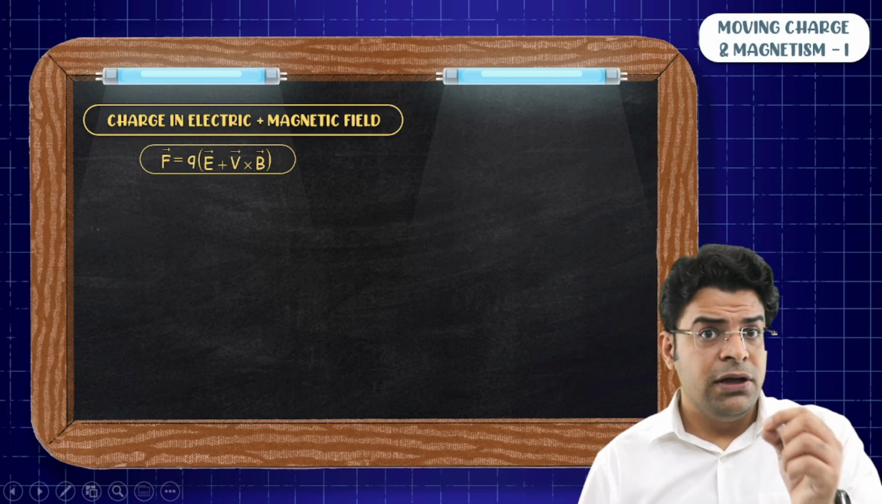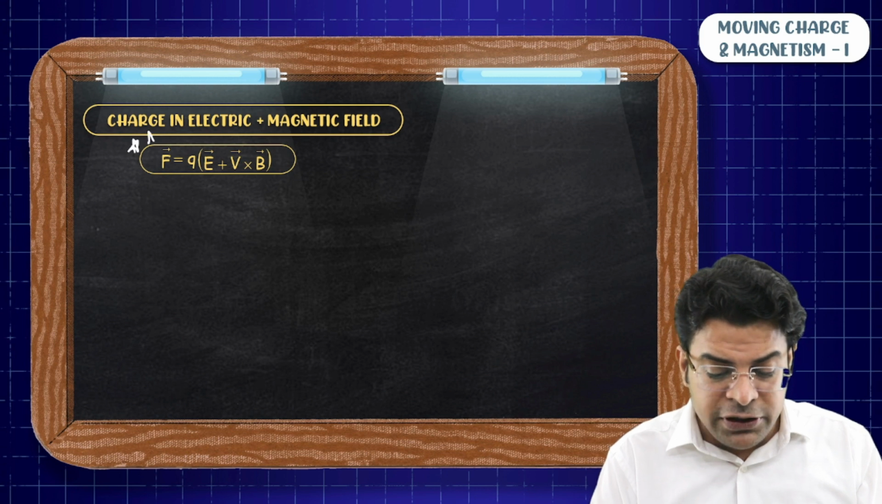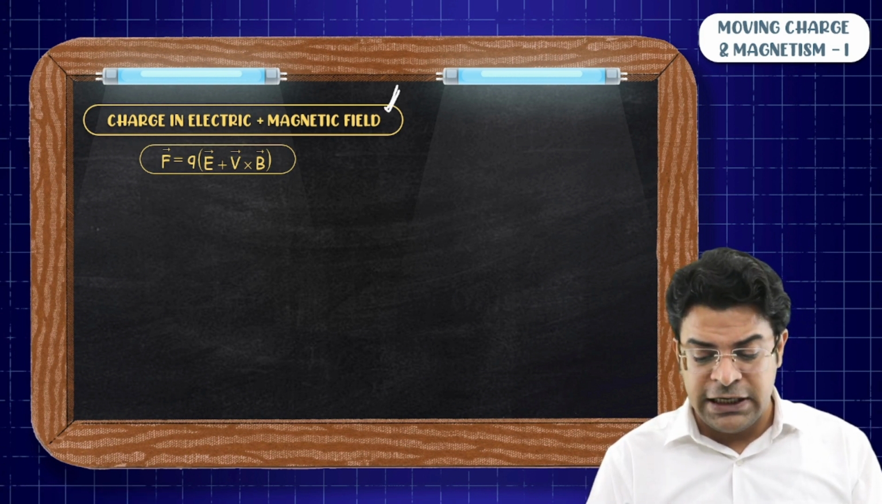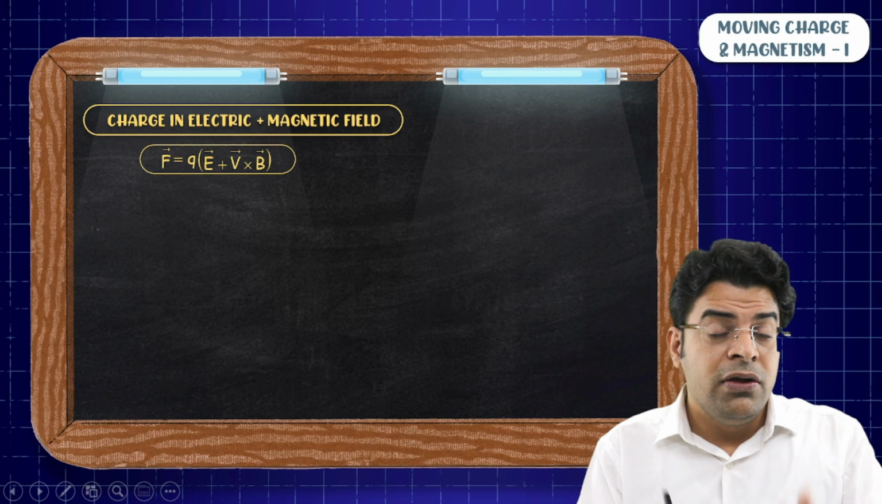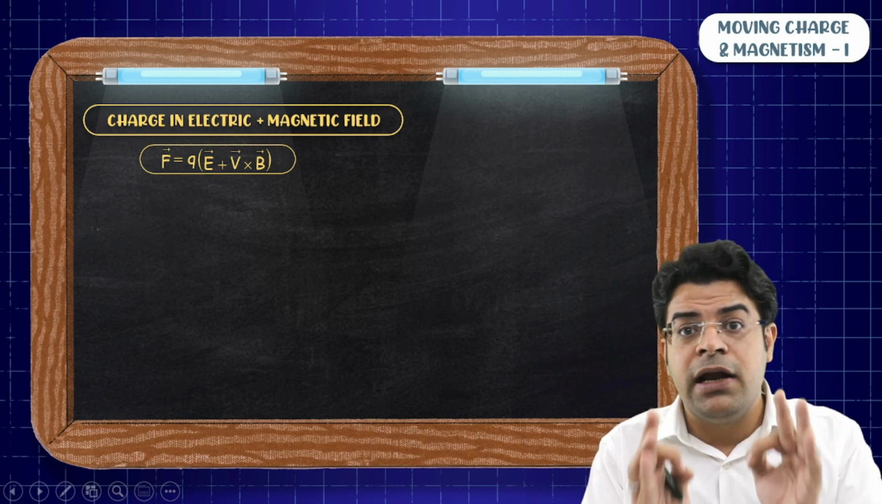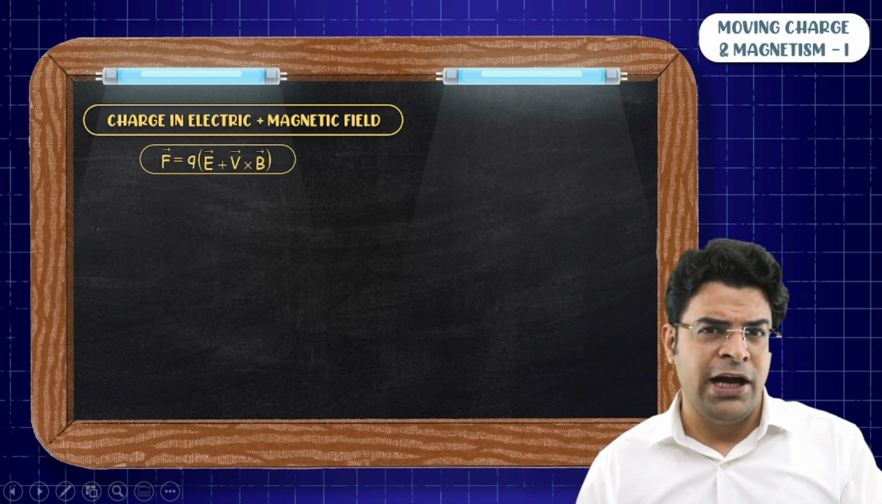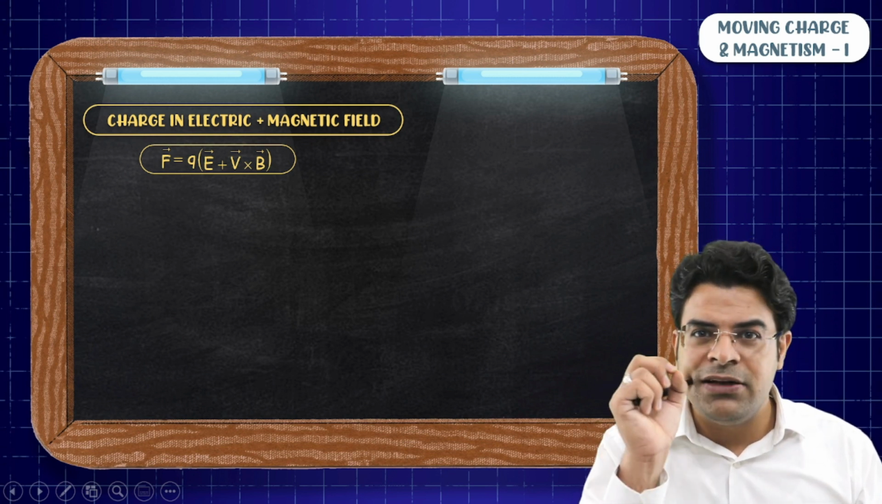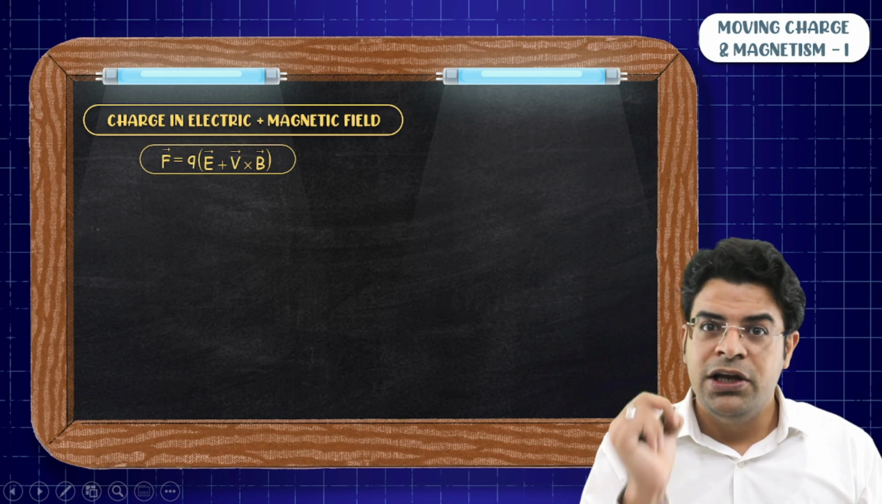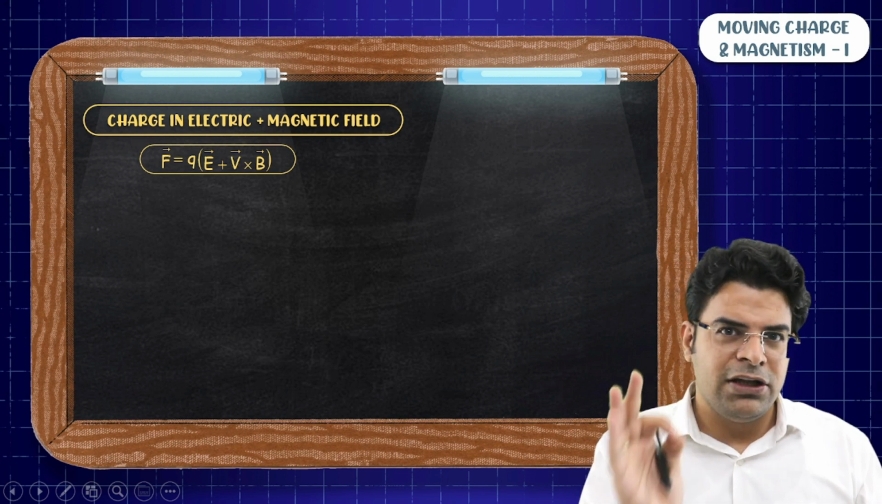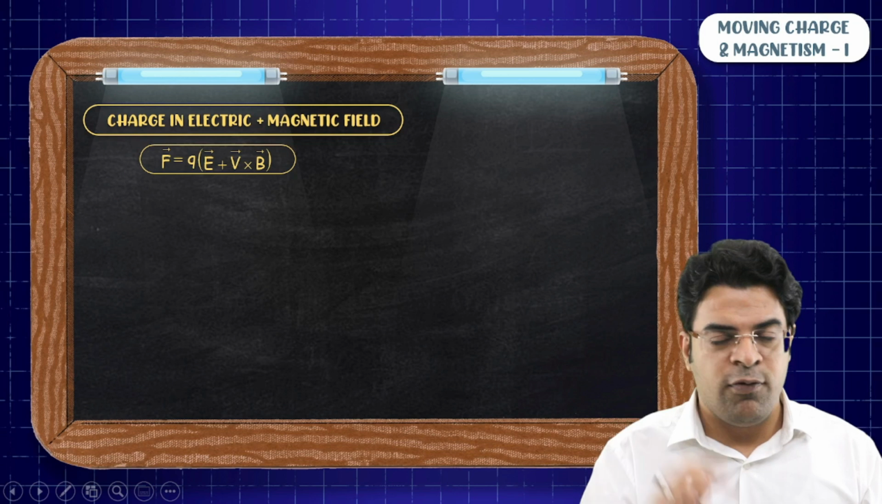Now here, whenever a question comes in competitive examination from this particular section, it comes from the condition of zero net force on the charged particle. And there is a beautiful reason behind it. I will tell you the reason at the end of this page, but you need to focus that whenever the question comes, it comes on zero net force.